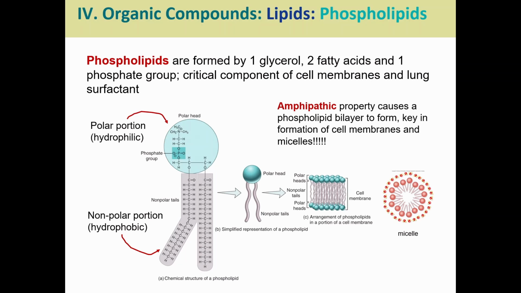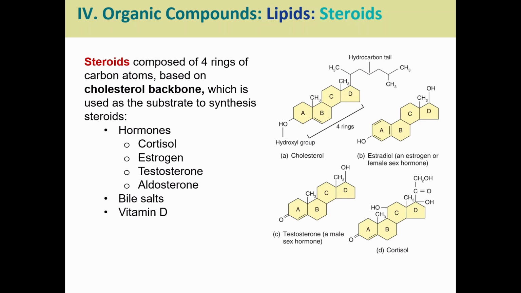Our last category of lipids are the steroids. Steroids have a characteristic that is unique to them, and that is the 4 fused carbon rings. So we see this same backbone. Let's see, these A, B, C, and D, these are the 4 rings. This is what we call cholesterol, right? These 4 rings together. So sometimes it's called the fused ring backbone or the cholesterol backbone.